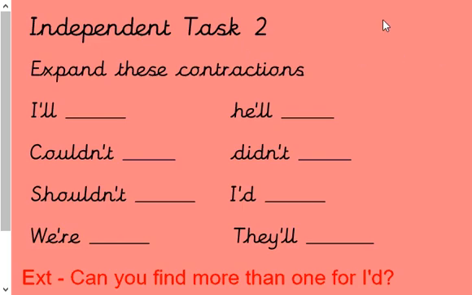Okay, that brings us to independent task 2. I'd like you to write out these words, and then also next to them, what I want you to do is expand them, so you get the original words. These are the contractions. I want you to expand them, just as you've just practiced just now. And if you get finished, okay, your extension is, could you find more than one for I'd? Okay, have a go at this. I'll give you probably 10 minutes at this, please. So press pause when you're working and press play when you're ready to come back.